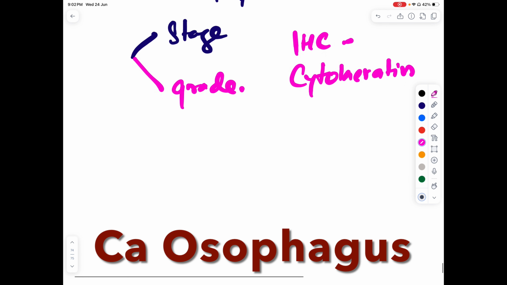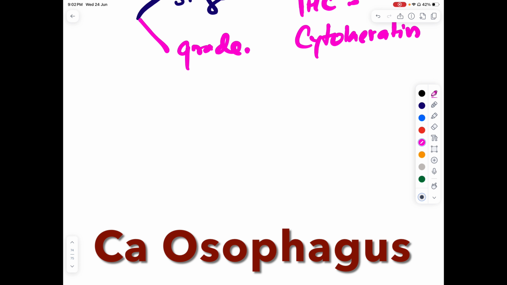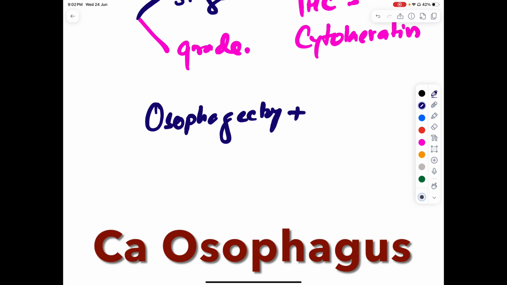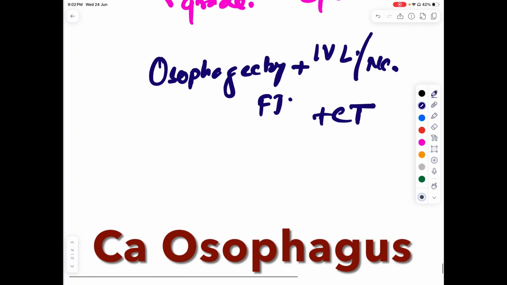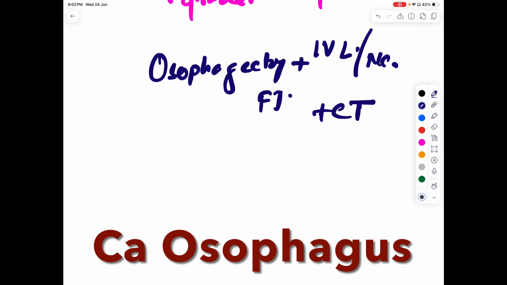What are the treatment options? It depends upon the stage. Esophageal cancer, if it is stage 1, limited and operable: esophagectomy plus feeding jejunostomy and anastomosis, also called Ivor Lewis or McKeown, plus chemotherapy. If non-operable, then debulking, feeding jejunostomy, palliative chemotherapy or stents.